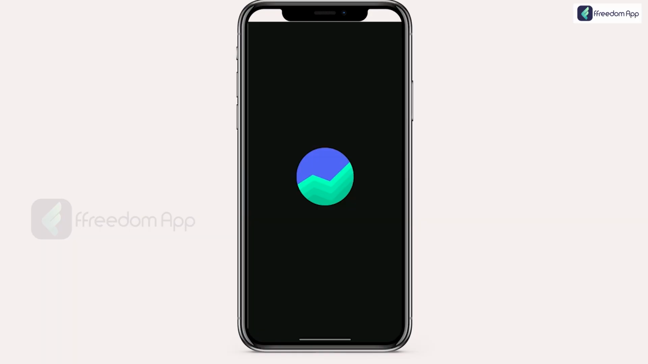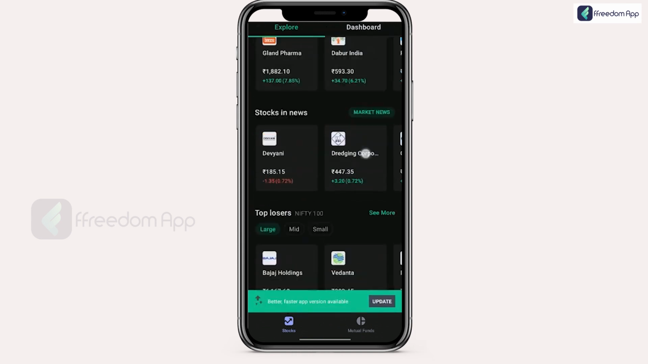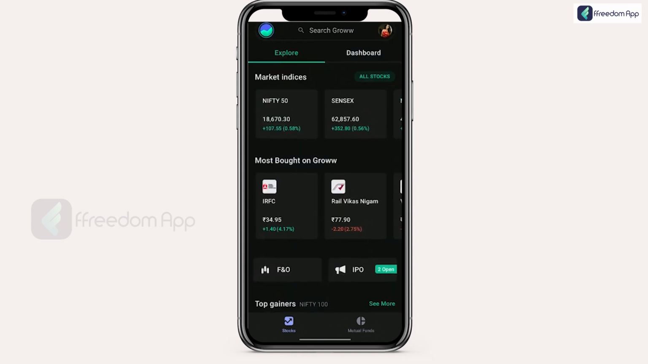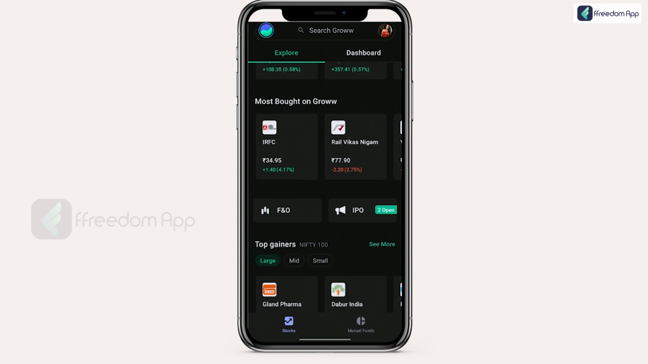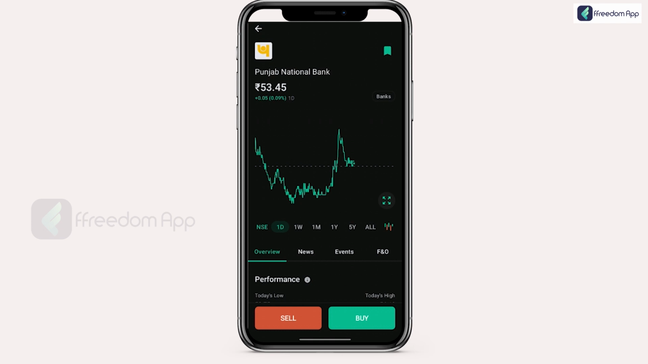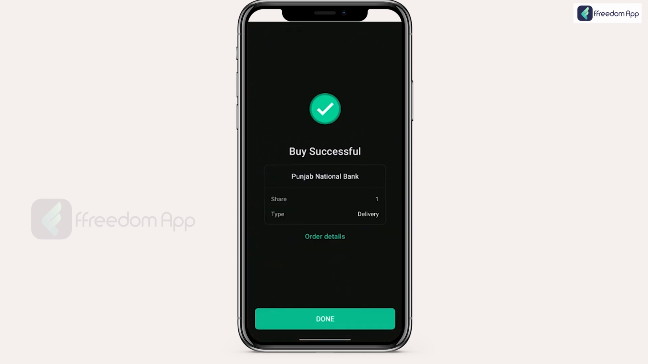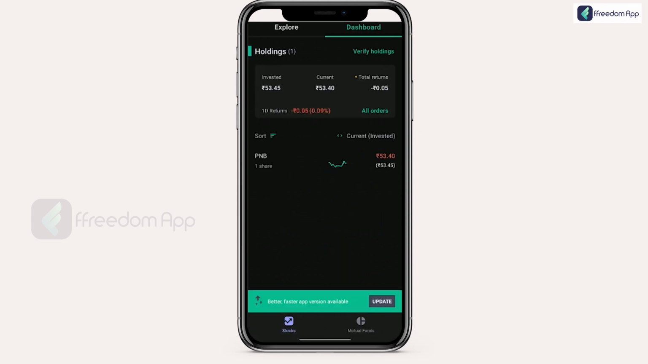And now we are going to see how we can actually invest in a share. I am going to show it to you through a screen recording. Watch it. First I'm opening Groww. Once it is open, we can see Nifty, Sensex, and then there's a dashboard. Most bought on Groww, they have also given the stocks which are commonly bought by people. I have selected PNB. Now I select one share and I just book it. That's all. Now I've actually bought a share of Punjab National Bank. It is so simple to buy a share.